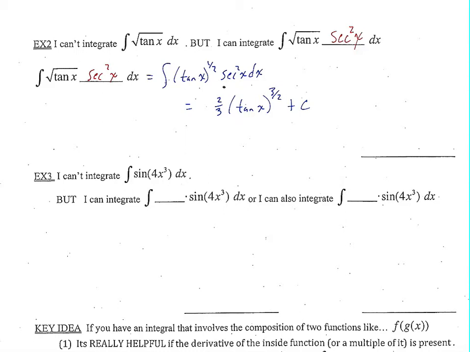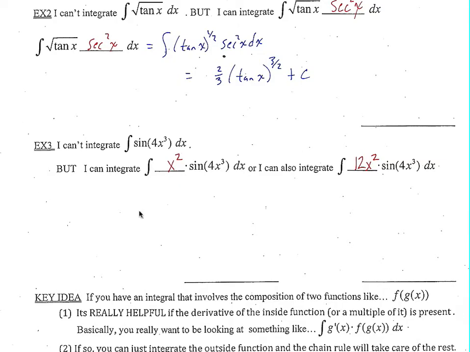Example 3. We can't integrate this, but we can integrate this. Or we could integrate that. Or we could integrate anything that has any multiple of x squared. And then just as practice, let's do those.